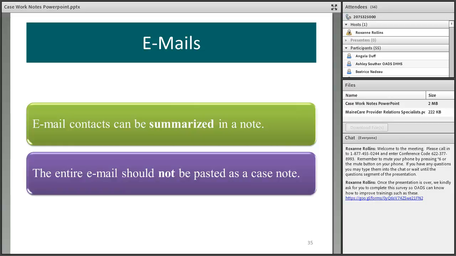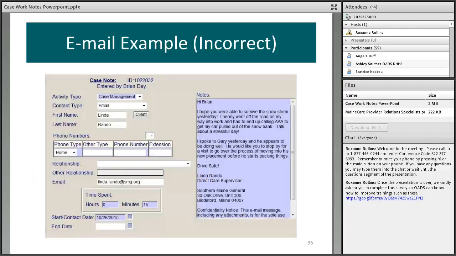Okay, on to emails. Email communication, and we all do a lot of that these days. Those contacts can be summarized in a note. What's pertinent in that email can be summarized and put in your note. The entire email should not be pasted as a case note, and we'll show you a couple of examples here.